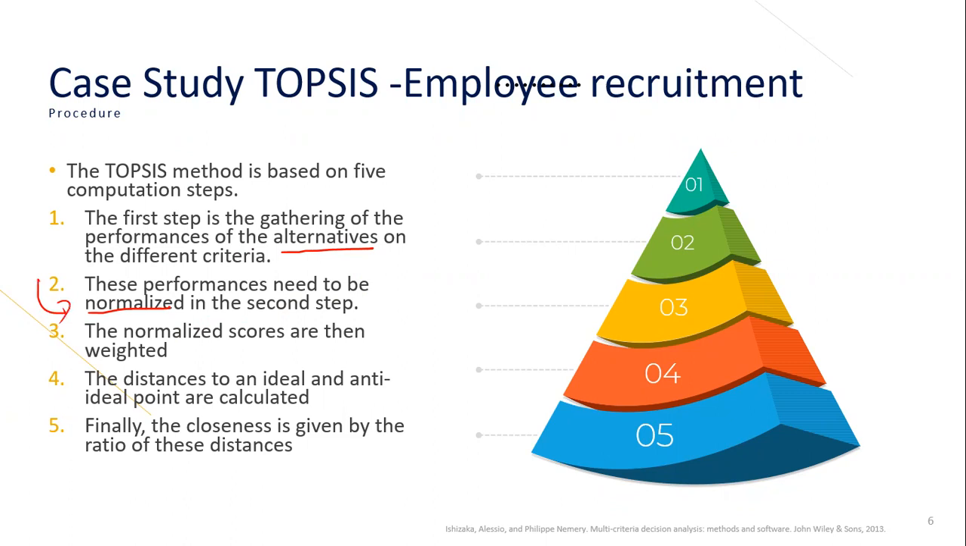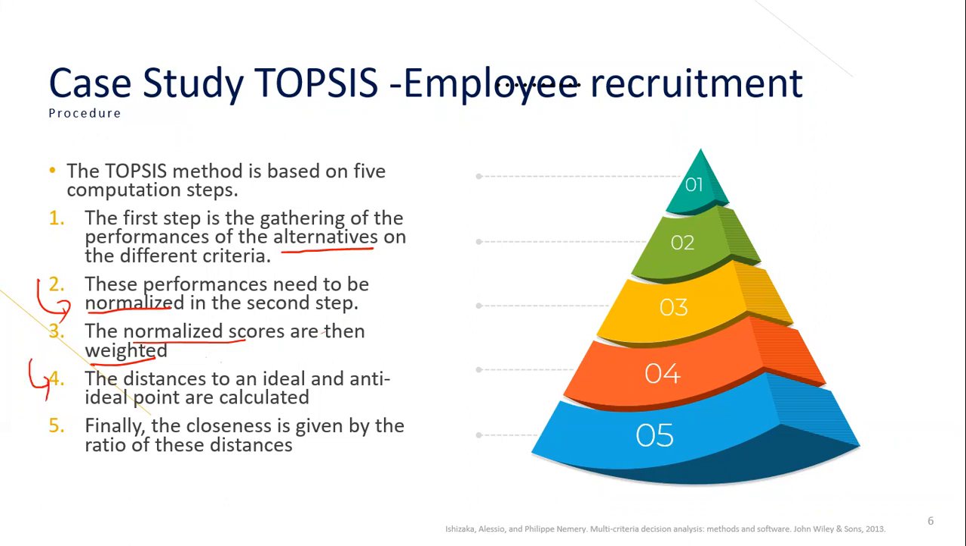After we normalize the scores, we need to consider the weight. Weight of what? Weight of the criteria. How important you consider the working experience, you give that a weight. How important you consider the living abroad experience, you give the weight there. Normally the sum of the weights will be equal to 1. And then after you have the weights, you need to calculate.